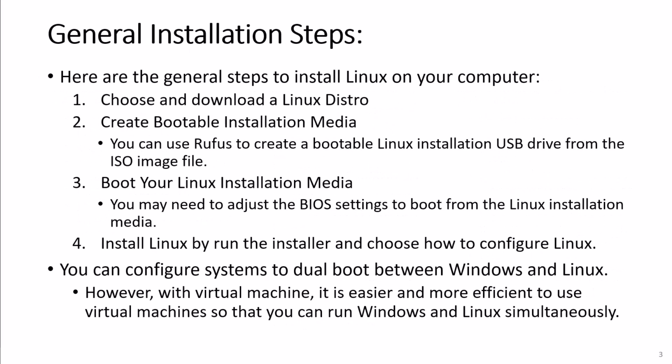Here are the general steps to install Linux on your computer. Choose and download a Linux distro. Create a bootable installation media. You can use Rufus to create a bootable Linux installation USB drive from the ISO image file. Boot your Linux installation media. You may need to adjust the BIOS settings to boot from the Linux installation media. Install Linux by running the installer and choosing how to configure Linux. You can configure systems to dual boot between Windows and Linux. However, it's easier and more efficient to use virtual machines so that you can run Windows and Linux simultaneously.